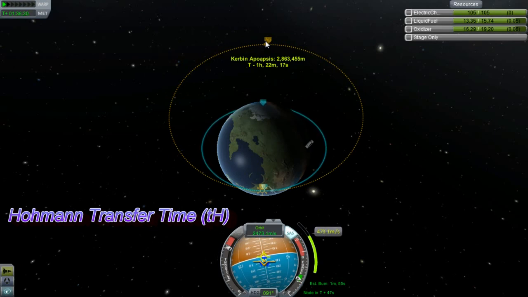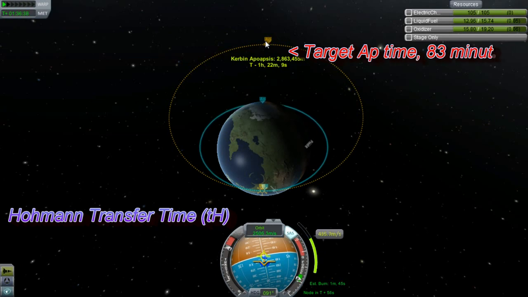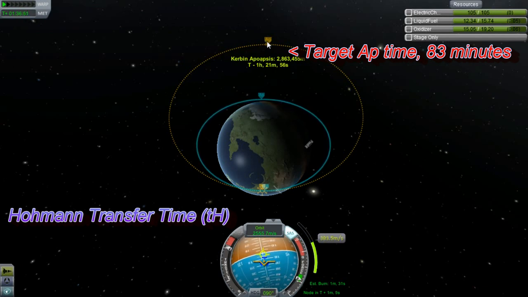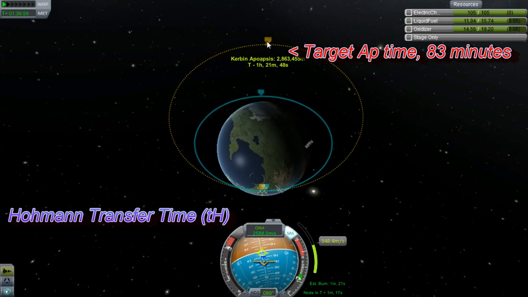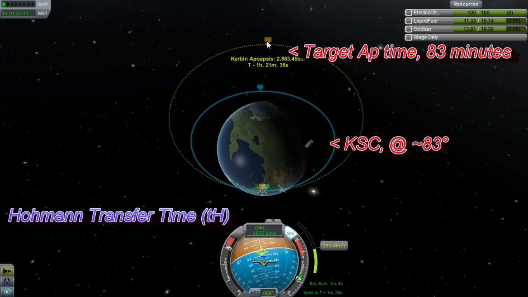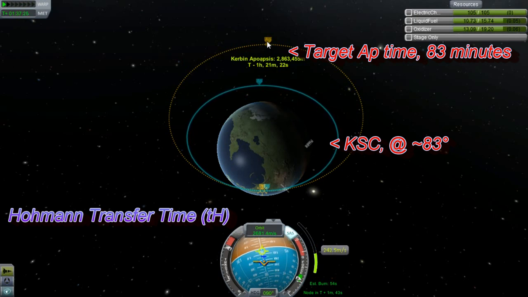That is, we need to burn so that the apoapsis is over the point where KSC will be in 83 minutes. So then when we get to the point of the second burn, KSC is right underneath us. And since we already know that Kerbin rotates at 1 degree a minute, we know that we need to aim the apoapsis when KSC is 83 degrees away. So our burn point will be around 97 degrees clockwise from KSC. That gives us a rough prediction, and we can fiddle with the maneuver node to get something even closer.